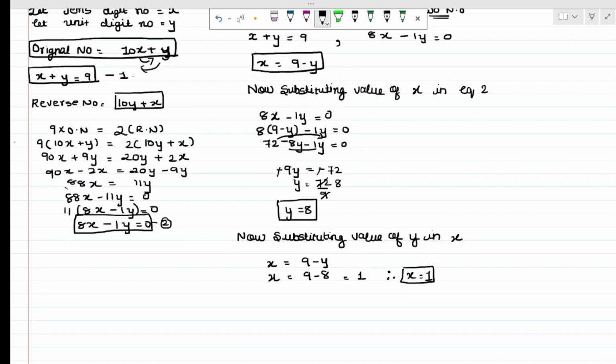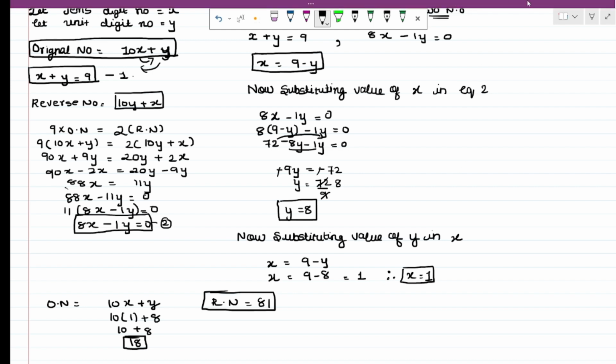But here the sum is not over. You need to find the original number. So for the original number, as our equation says, 10x plus y. What is your x? My x is 1. Plus, what is my y? My y is 8. So it will become 10 plus 8, that means it equals 18. My original number will be 18. And in the same way you are asked for the reversing number. Just reverse it. It will become 81. So your reversing number is 81 and your original number is 18.